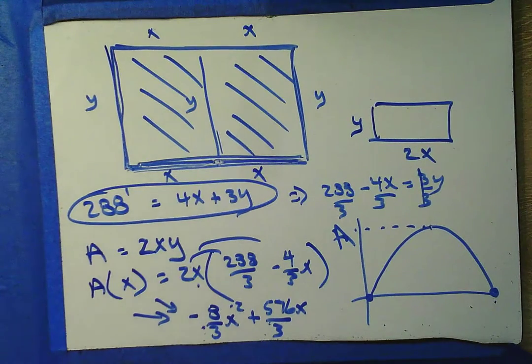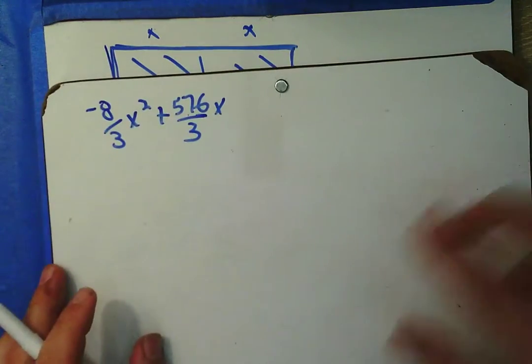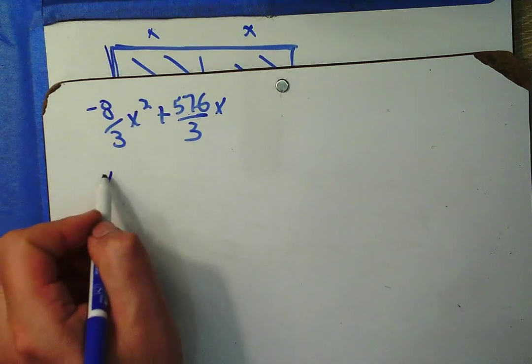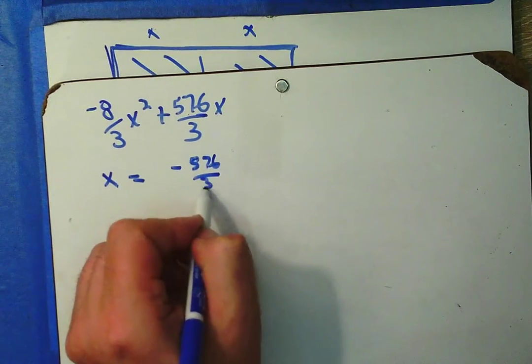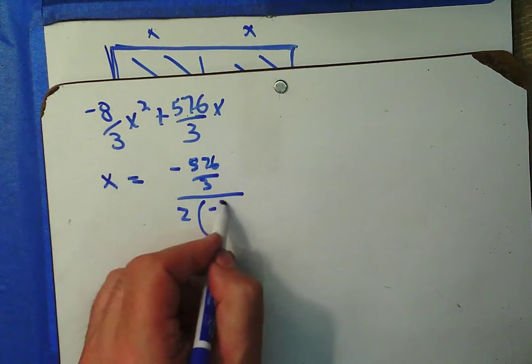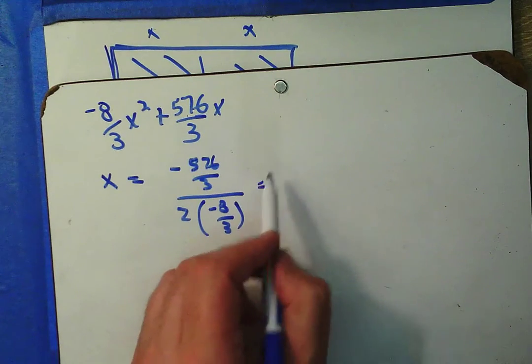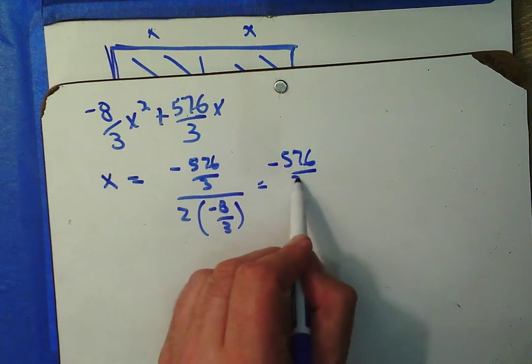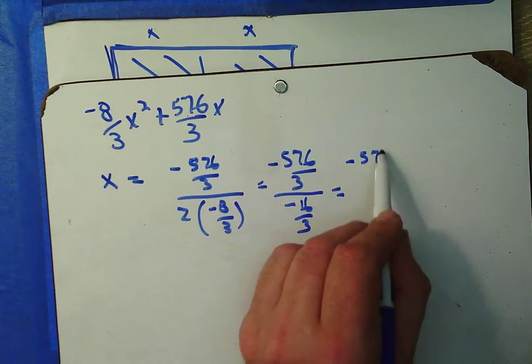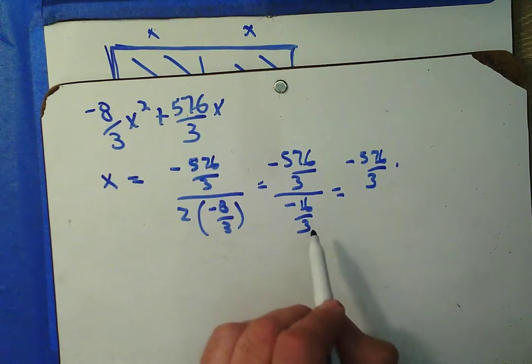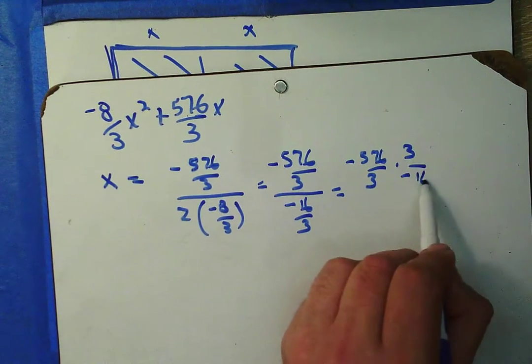Again, one of them was that we should take negative 8/3 x squared plus 576 x over 3, and we should do minus b over 2a here. So x equals minus b, minus 576 over 3, over 2 times a, which is negative 8 over 3. So that's negative 576 over 3 over negative 16 over 3, which is negative 576 over 3 times, flip and multiply, 3 over negative 16.